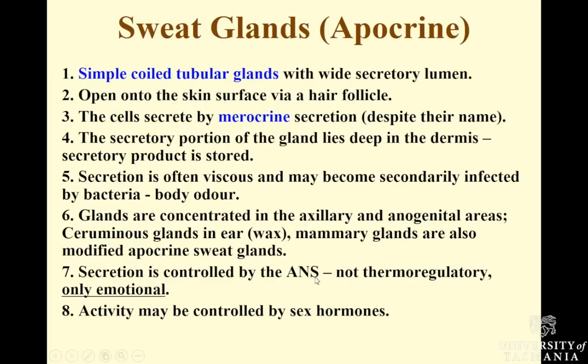Its secretion is controlled by the autonomic nervous system. Its secretions are not thermoregulatory, they're only emotional. So they're only stimulated in heightened times of arousal, be that fear or sexual interest, and they secrete these secretions. And it's thought, and I think this pops up in the next slide, that in non-human mammals it's responsible for pheromones, so an indication to a mate that you're receptive for mating. Humans, obviously a little bit more controversial.